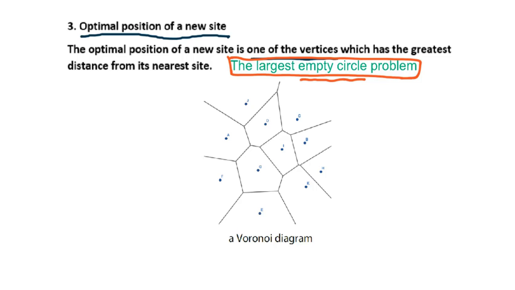Example, we want to add a new site to this Voronoi diagram. Which position is the best one? We need to draw the circle. The center will be each vertex, so that we will figure out the largest empty circle. Then that vertex will be the optimal position of a new site.